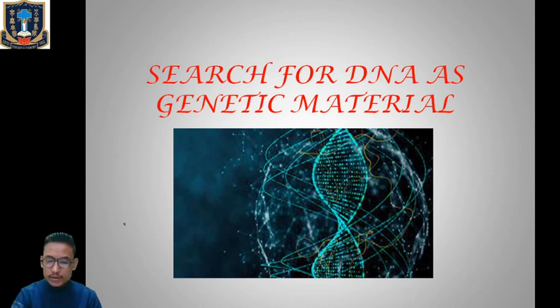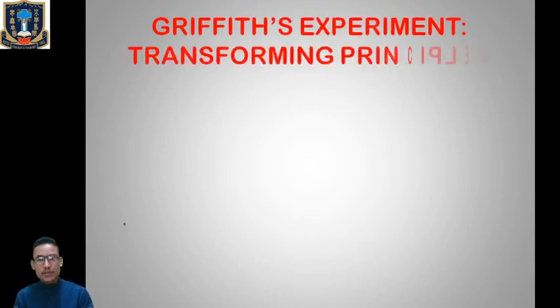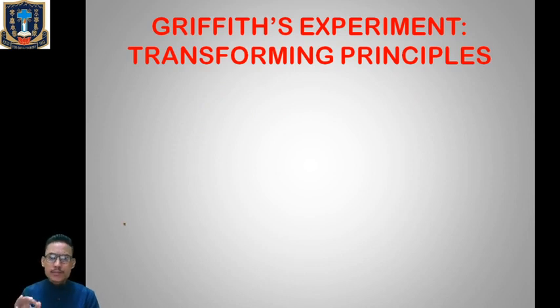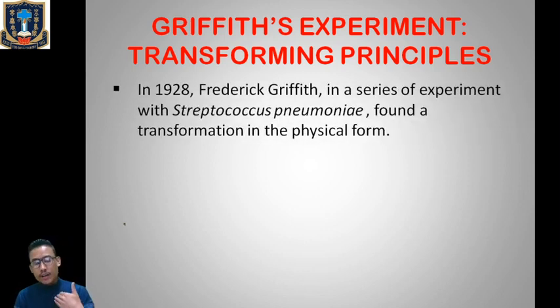First of all, we learn the experiment conducted by Frederick Griffith, also called Griffith's experiment or transforming principle. This is the first experiment that we are going to learn to search for DNA as the genetic material. In 1928, Frederick Griffith, a bacteriologist who used to study bacteria, was studying the bacteria called Streptococcus pneumoniae, the bacteria responsible for the disease called pneumonia.